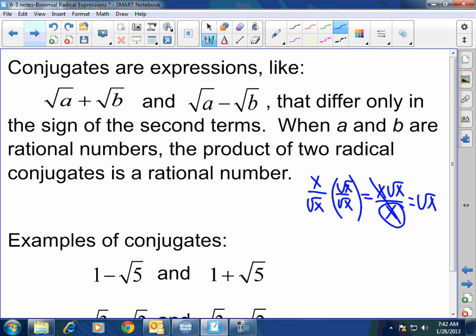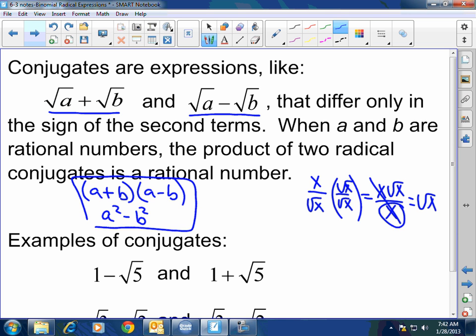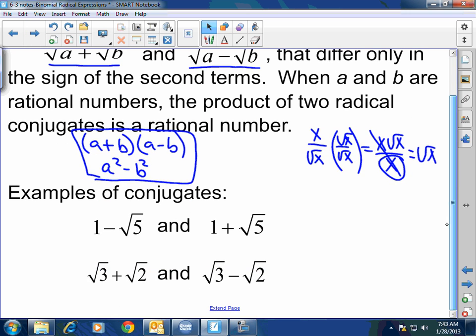That's very simple. We need conjugates to rationalize more complicated denominators. If you think about this format, a square root of a plus b and the square root of a minus b, it should remind you of the difference of squares, a plus b times a minus b. That's a squared minus b squared, because the middle terms cancel out when you do the FOIL method. So just keep the difference of squares in mind here for a second, and let's look at some examples of conjugates.